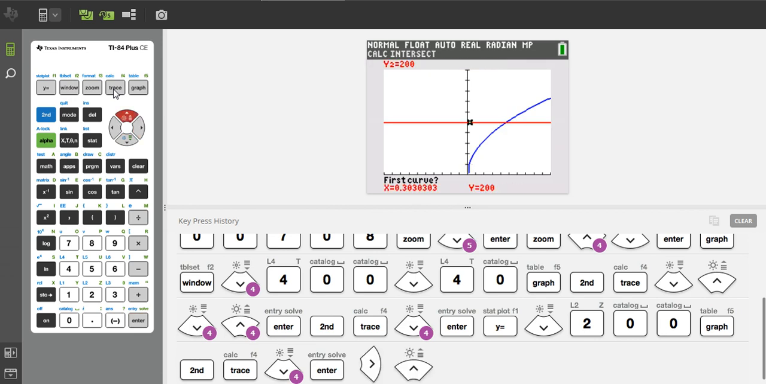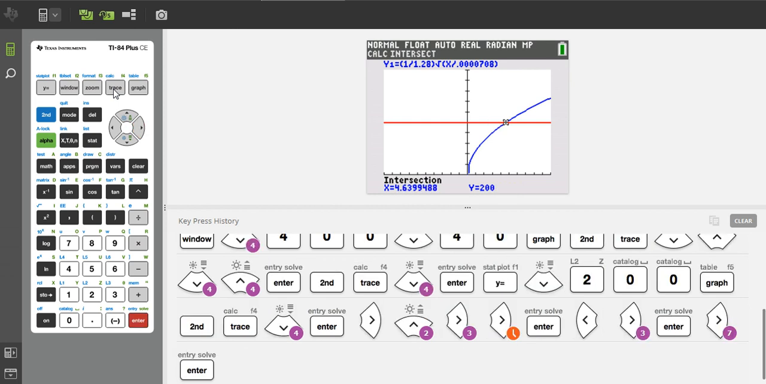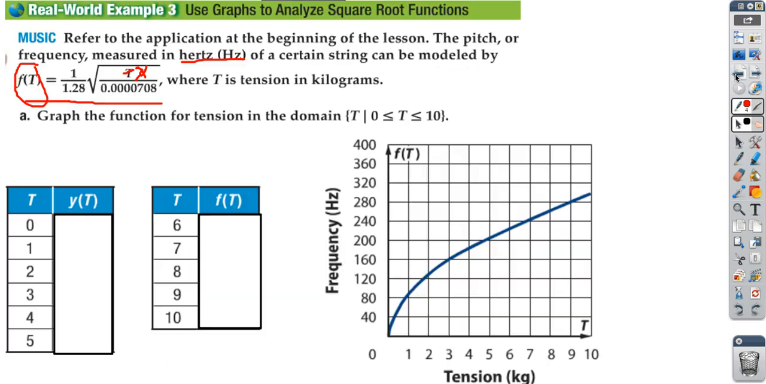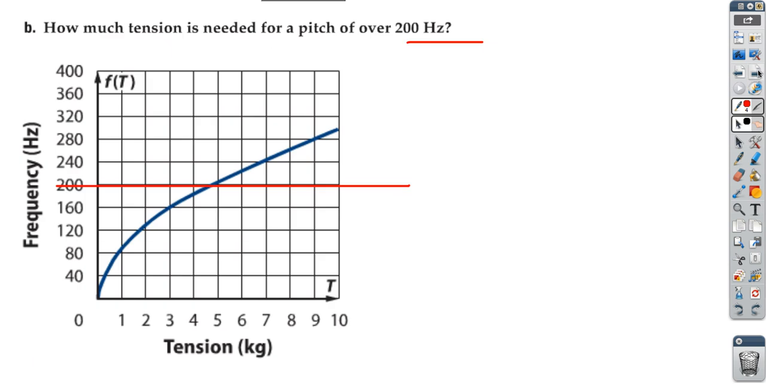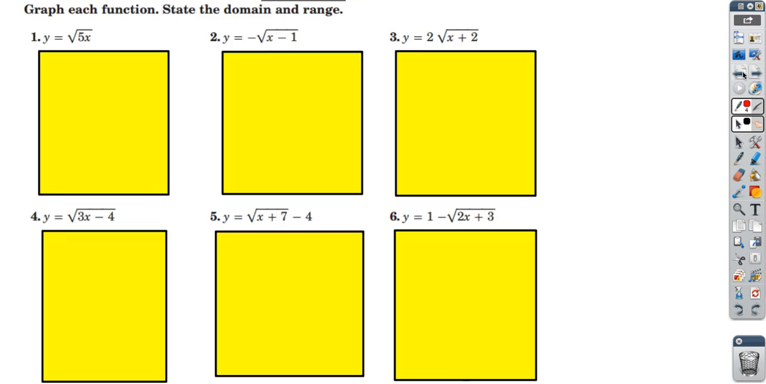Okay, this is our first curve, so you just need to be on the curve, which I am, and press enter. Now you can see it's blinking on the blue curve. So I press enter, and then guess. You can just go close to the intersection, and it tells you at 4.64 for x. So at 4.64 kilograms, that is when we intersect. And you can kind of see that on the graph. That right there, if you follow it down, that's somewhere between 4 and 5. So it's 4.64.